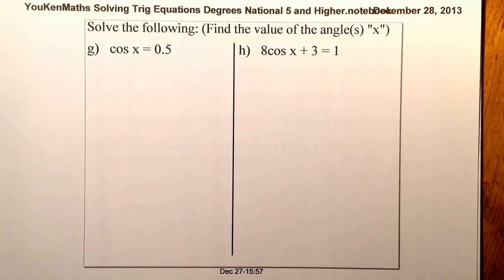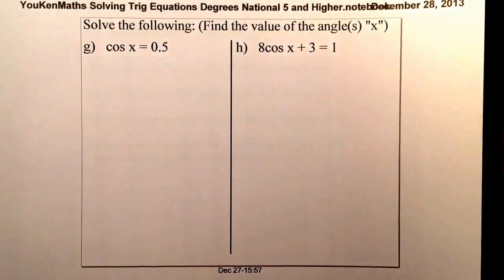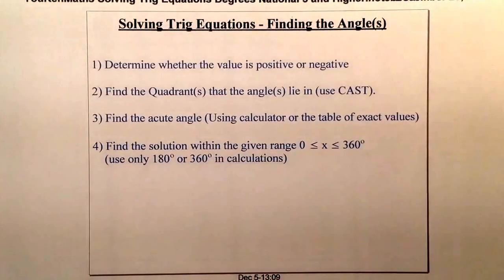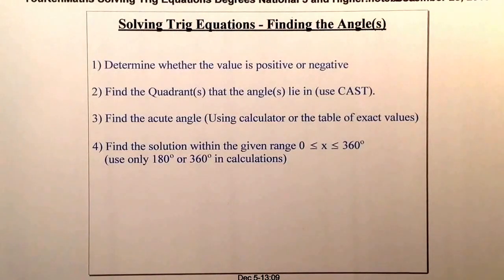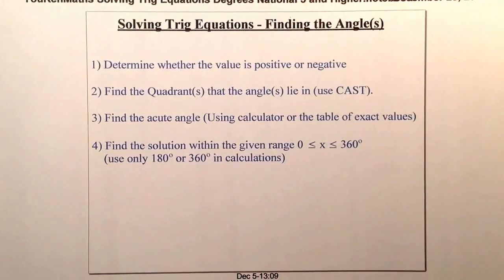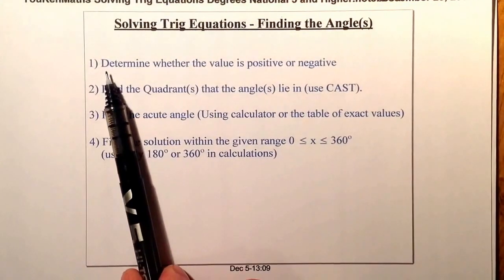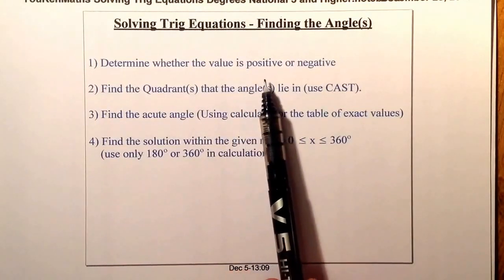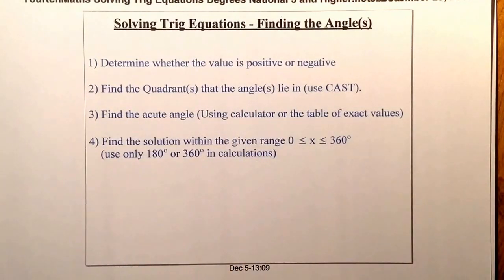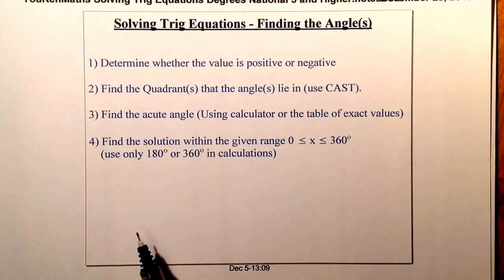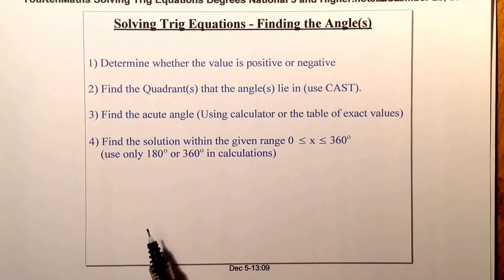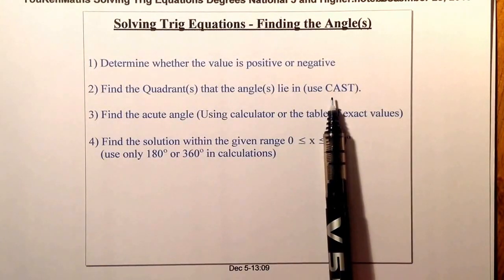Now, first of all, I'd like to start by going through a process that I'll be following with each of the questions we'll be looking at. First, we're going to determine whether the value is going to be positive or negative. We'll then find the quadrants that the angles are going to lie in, and we'll be using a CAST diagram for that.